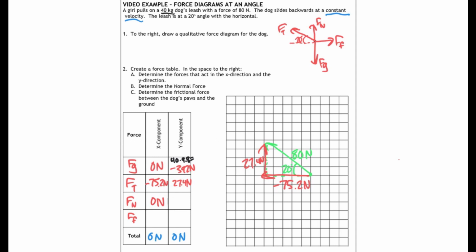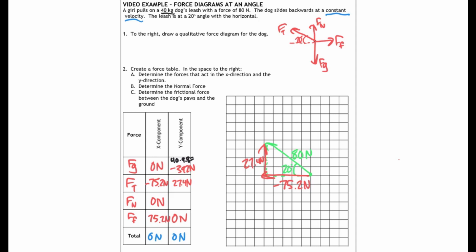The force of friction is going to oppose the motion. If the dog is moving to the left, the force of friction would be to the right, and its y component will be 0. Now in the x direction, I only have one box left. In order for all of these forces to be balanced, they need to add to be 0, which means the friction force needs to be positive 75.2 newtons.